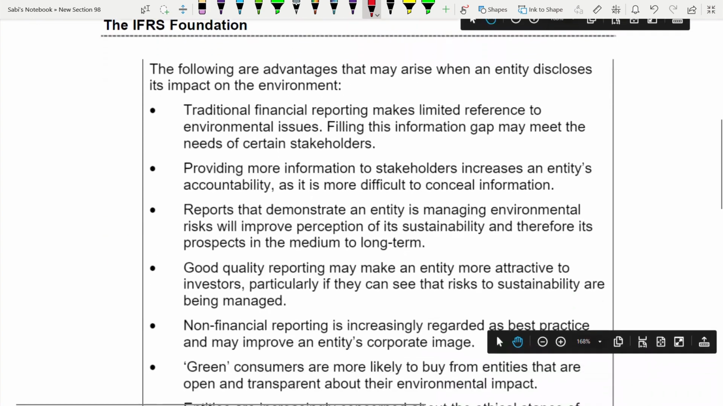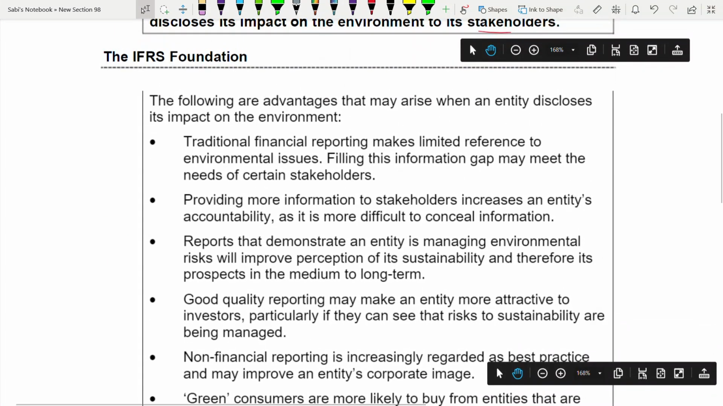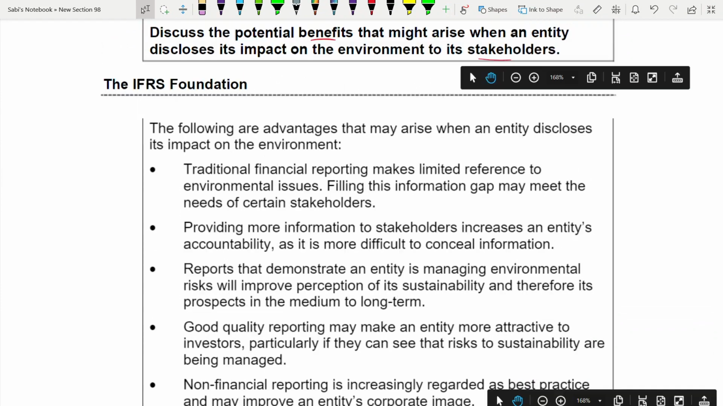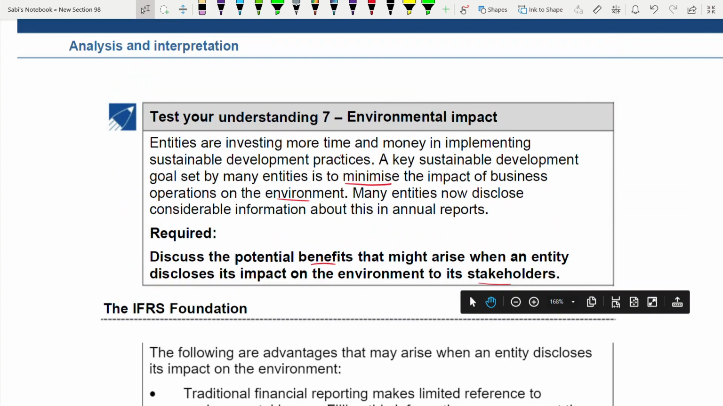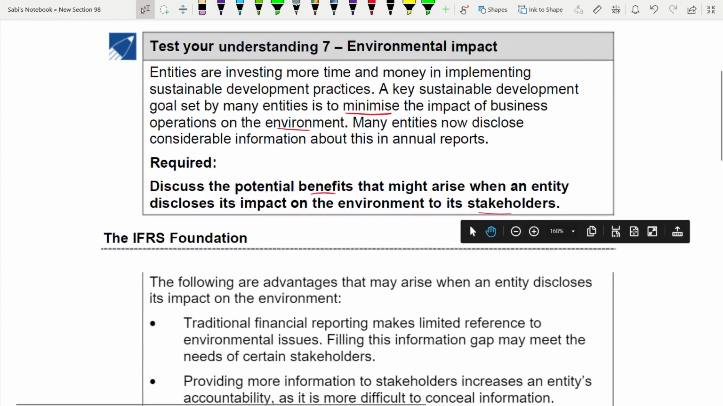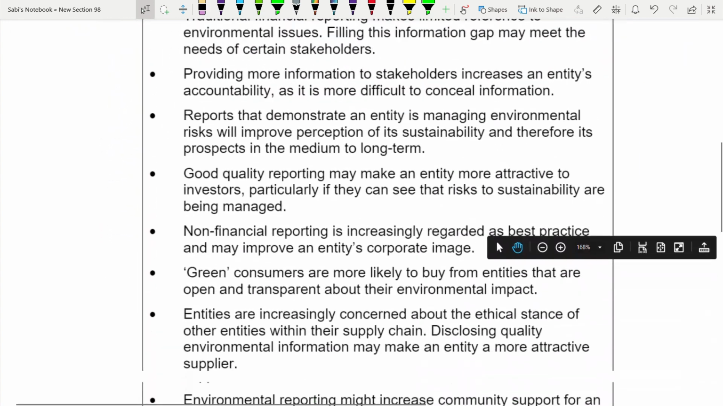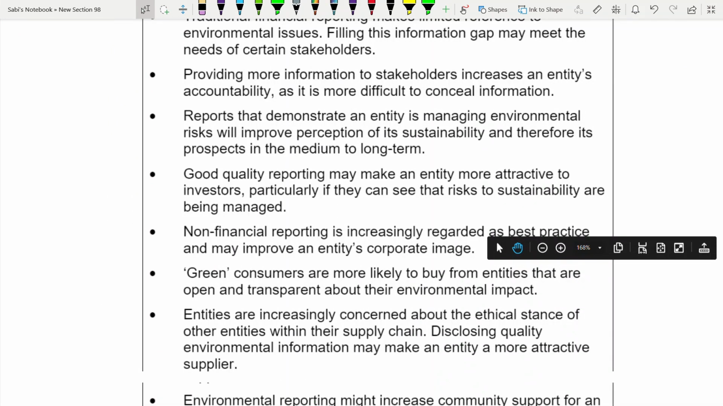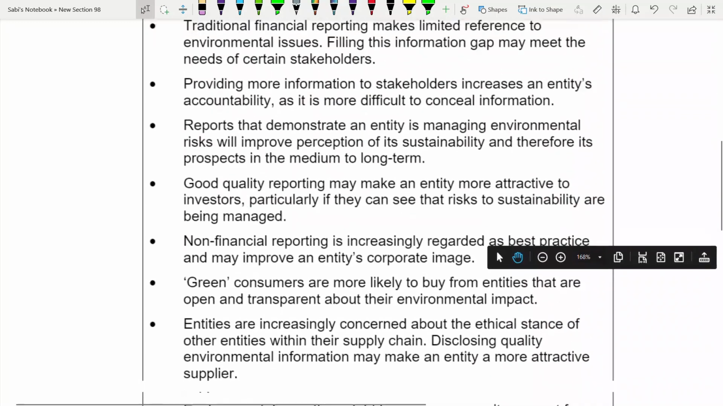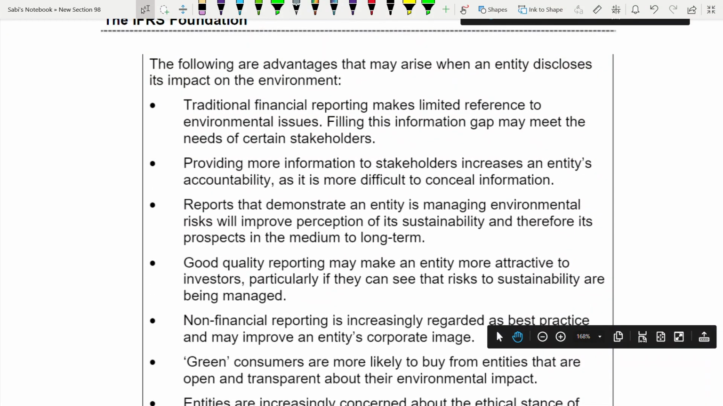So now let's see. See, this answer is a very good answer. You can learn this for any question. These are the benefits of reporting about the environment to the stakeholder. You can memorize some of the points. It will help you in the future. The answer you can take from here. So let's go one by one. These are the advantages. Some advantages are there of disclosing its impact on the environment of any entity.